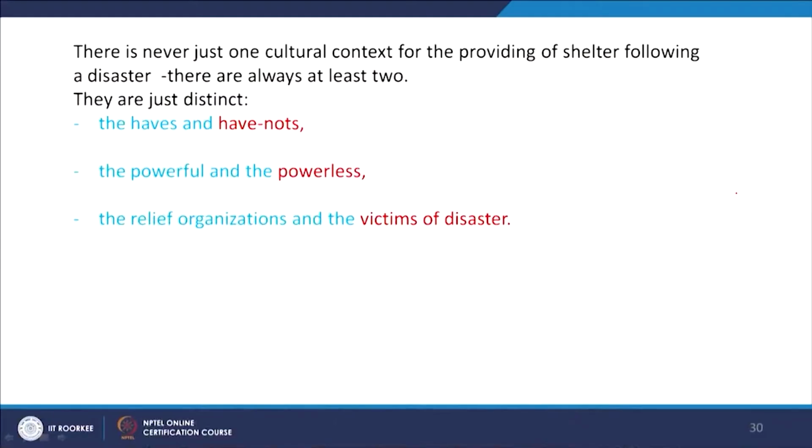There was never just one cultural context for providing shelter following a disaster. It's always two. They are just distinct. One is the haves and the other is the have-nots. The powerful and the powerless. The relief organizations and the victims. Those are two dialects of the process. One is a giver, one is a taker. One is the intender, one is the victim.